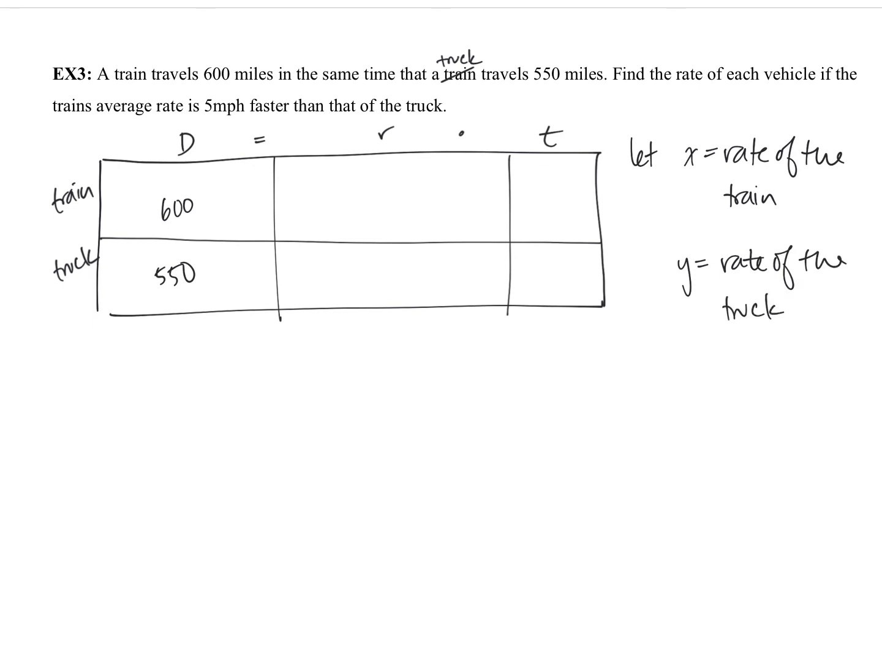All right, so what do we know? Well, for the train, we know that the rate is x and the truck is y. How do we know that? Well, we picked that out. So what else do we know? Do we know the time? We don't know the time.